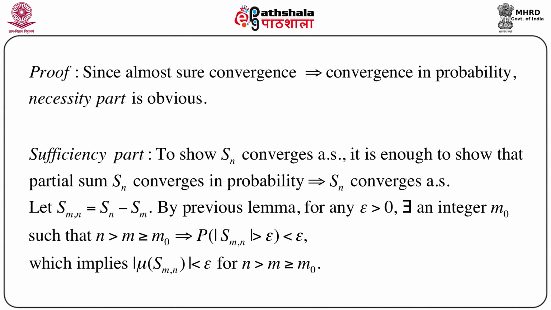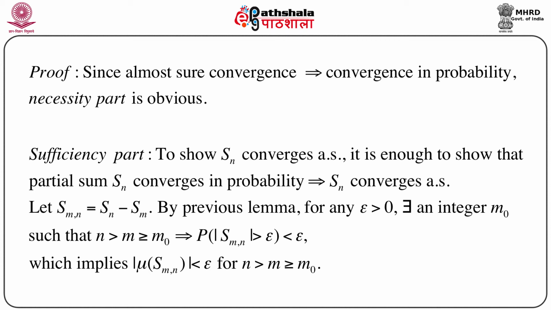Now, to prove Levy's theorem, consider the one part, that Sn converges almost surely. This will immediately imply convergence in probability. We have actually proved this long back: almost sure convergence always implies convergence in probability. So the necessity part is obvious, we don't need to bother about it. Now comes the sufficiency part.